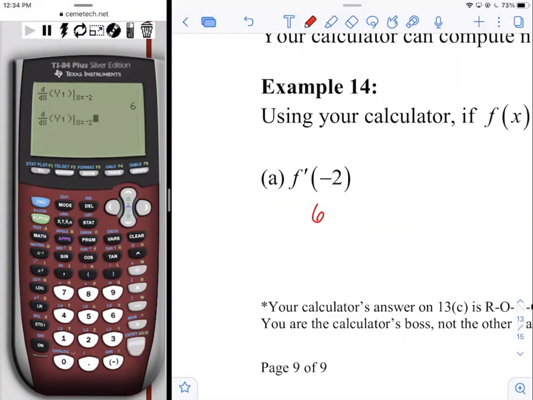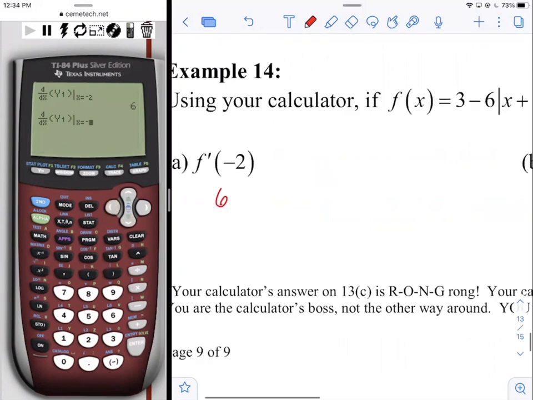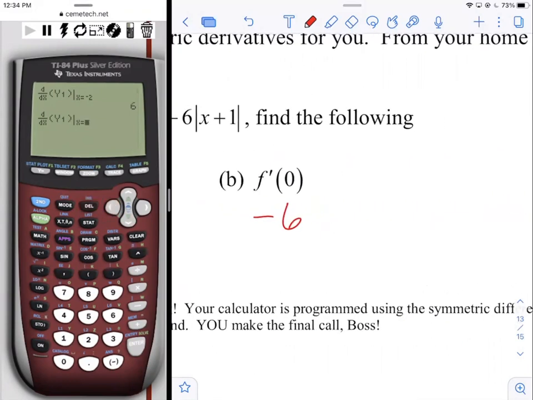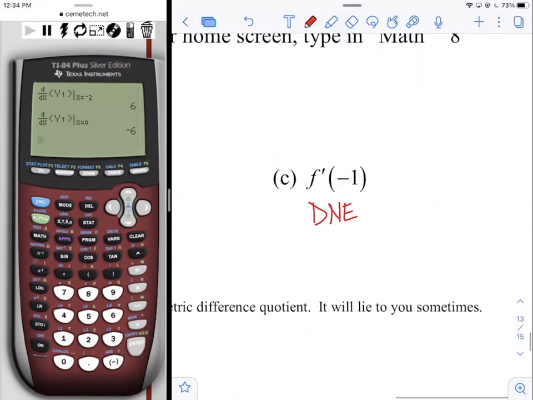Now hit second enter to recall it. Scroll back down here and change the -2 to a 0. That's evaluating the derivative at 0. -6. Orale. Now let's look at second enter. Let's do -1. -1. 0. Holy moly. Does the fancy new color calculator say 0 as well?